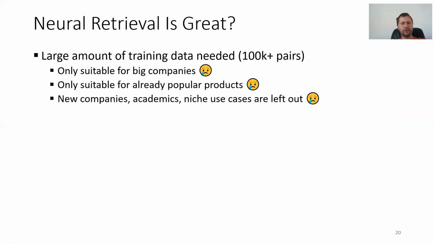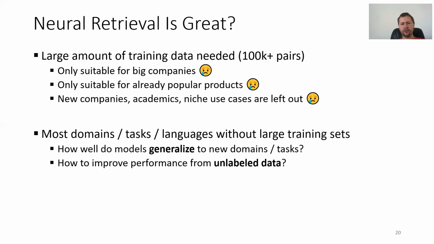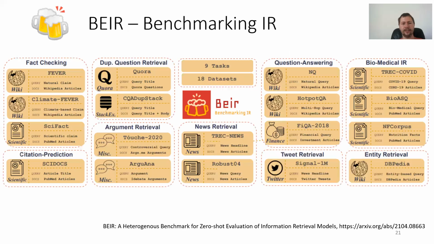So we wanted to know how good is neural retrieval. So far, papers have used a lot of training data, often on MS MARCO or on Natural Questions. NQ has 100,000 pairs, MS MARCO has 500,000 pairs. Creating such large datasets is usually only suitable for big companies, or if you have a product like Google Search, then it's quite easy to get such large datasets. But new companies, academics, and new use cases are left out, because it's not realistic that academics can create a dataset of 500,000 pairs easily. And so most domains, tasks, and also languages come without large training sets. So we wanted to know how well do models generalize to new domains and tasks, and how to improve the performance from unlabeled data. These are the two big research questions I'm currently investigating.